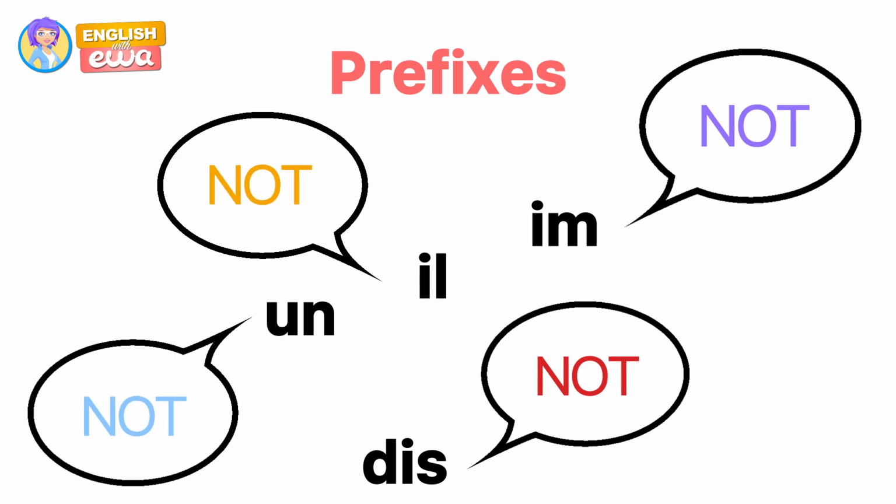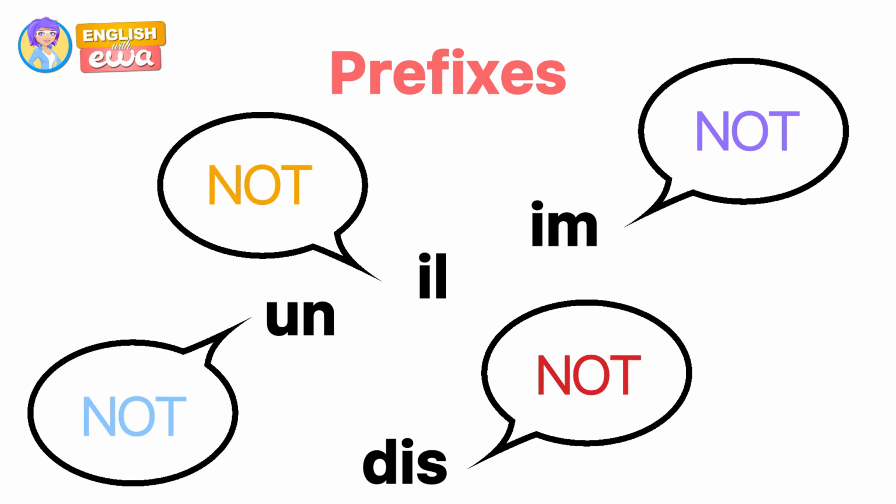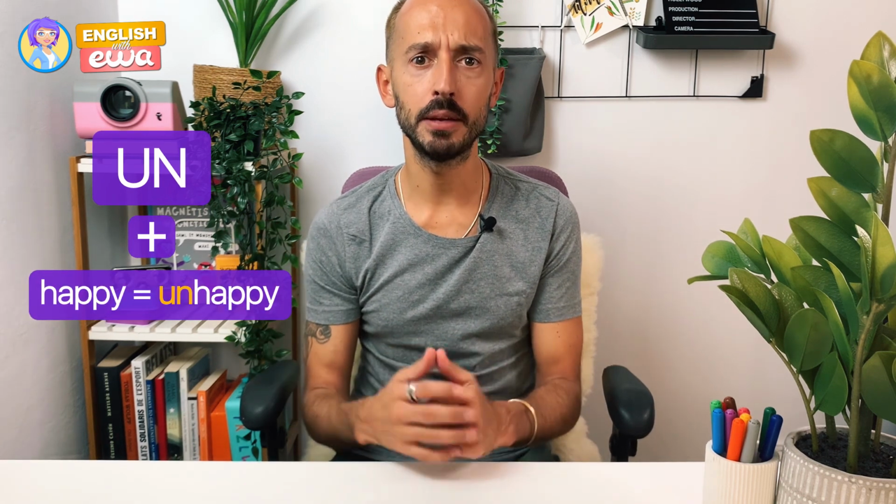Today we have a very special class. It'll be all about prefixes. For example, the prefix un is added to happy to form unhappy. I'm happy, now I'm unhappy.